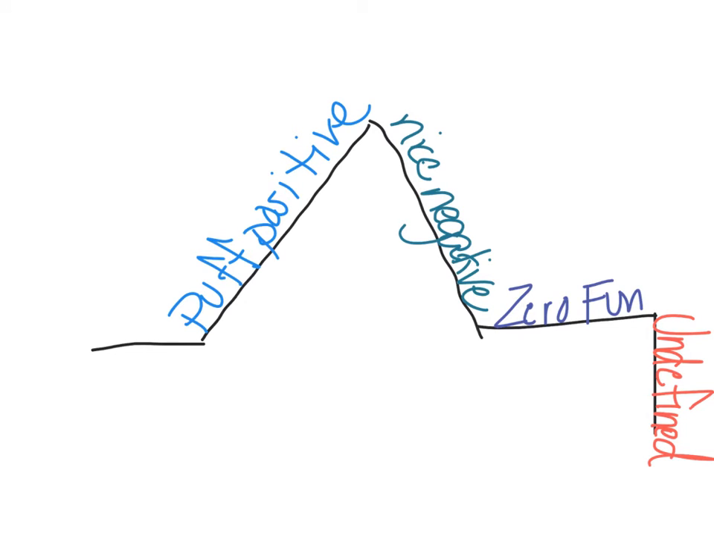So I want to talk about these different pieces. Puff, puff, positive climbs from left to right. Nice negative drops from left to right. Zero fun is flat. And then undefined drops straight down. So I'll talk to you some more about some easy ways to keep track of those.